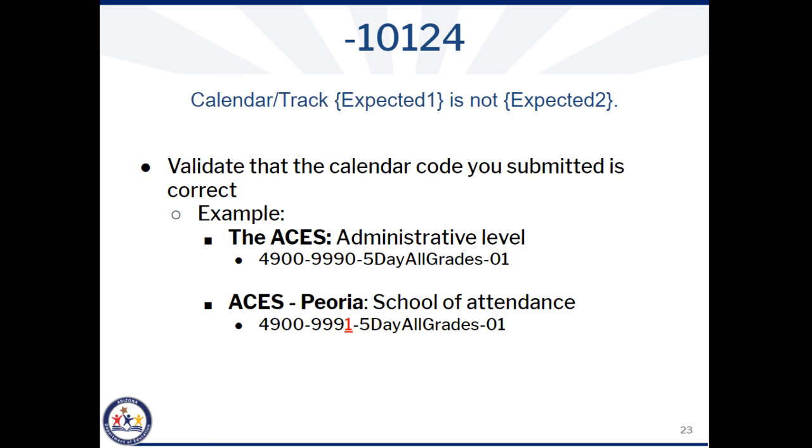Districts and charter holders, as well as private day schools alike, have a parent entity ID or administrative level ID, as well as the child level ID or school of attendance ID. So make sure that you are sending or have set up the right entity ID listed when you are submitting this calendar code. You can validate that you have the right entity ID information specific to private day schools by looking at the ESS webpage.